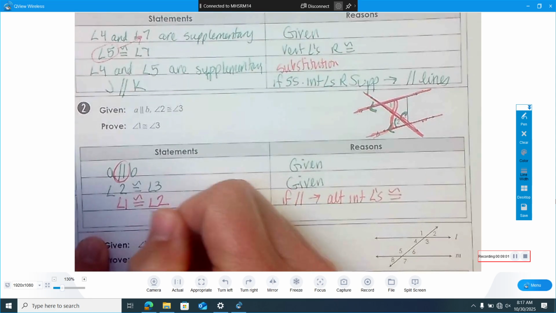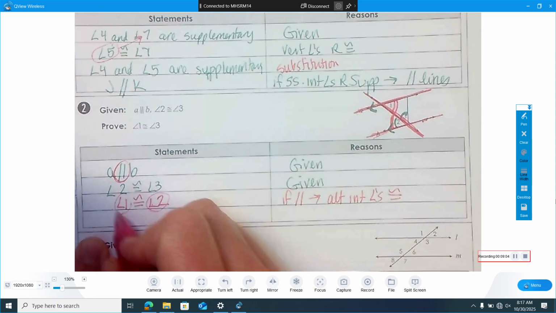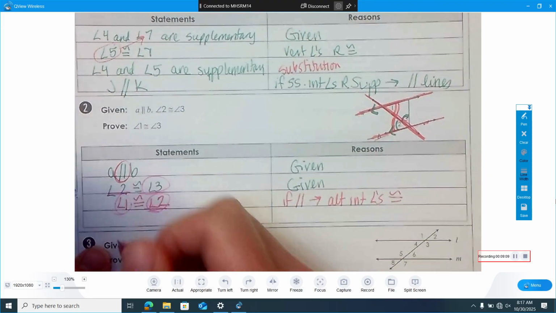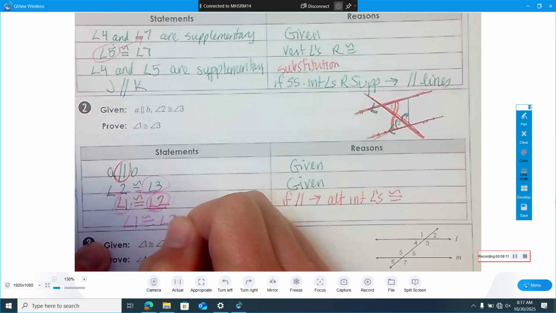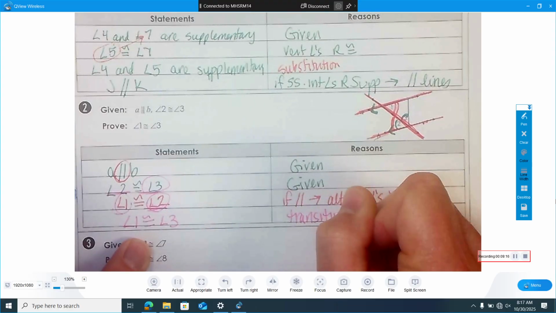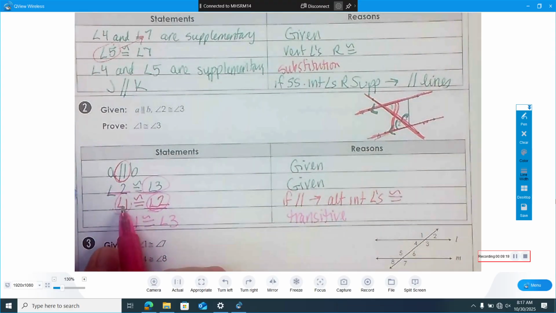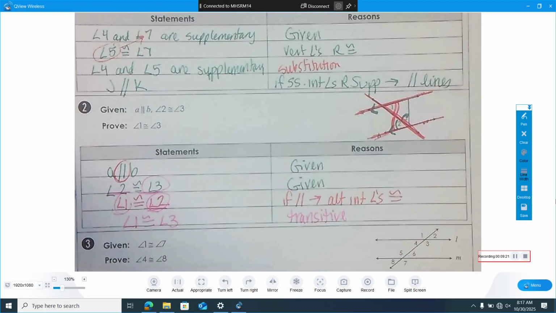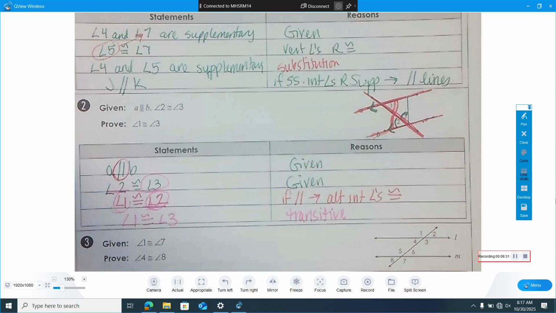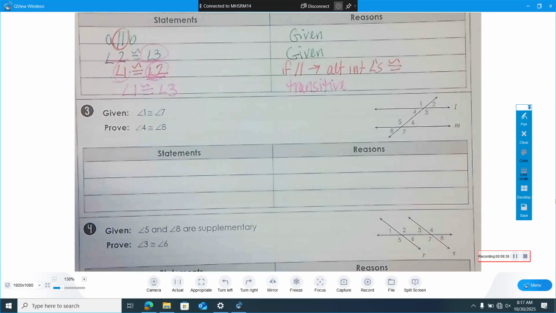Now, if 1 is congruent to angle 2 and 2 is congruent to angle 3, what do we know? Angle 1 is congruent to angle 3 because of the transitive property. Again, that's sort of the linking chain one. 1 to 2, 2 to 3, 1 to 3. So it gets a little chain going on. All right. Okay, questions on that one? All right, really pay attention to these. These are quite interesting. All right, let's see what we got going on here.